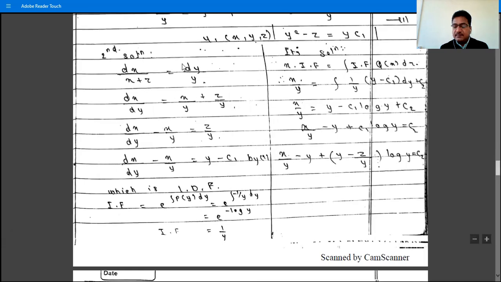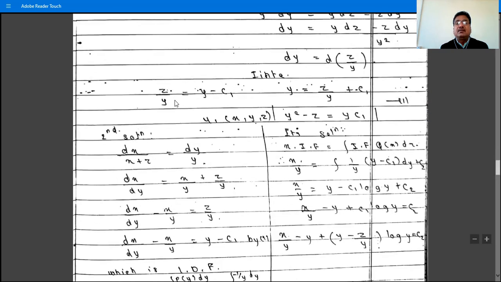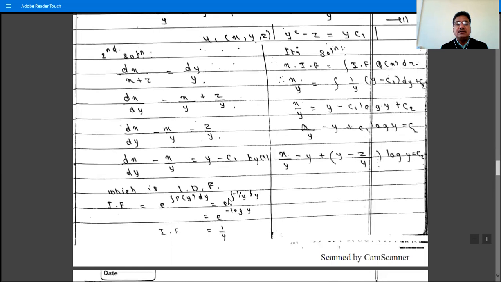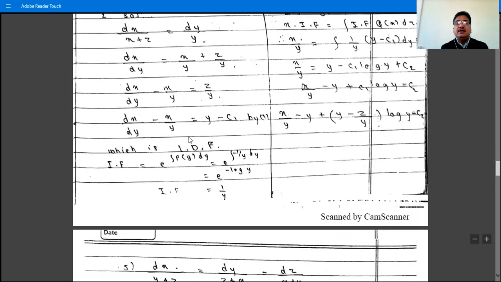Substitute this z as y square minus c1y. This is the answer: y square minus z is equal to yc1. So after substituting z, consider the first two ratios and substitute z, and we have this type of equation, and this is the linear differential equation.